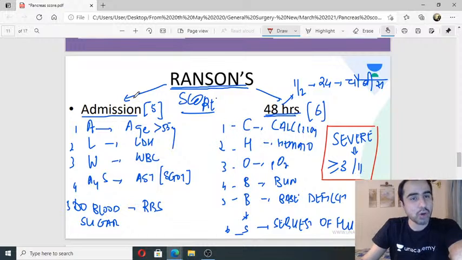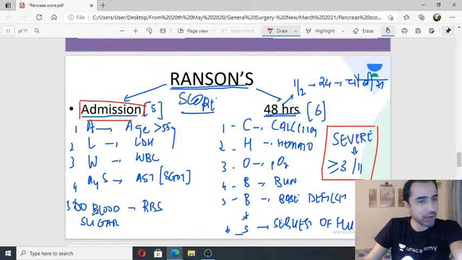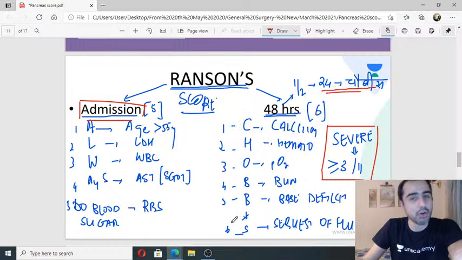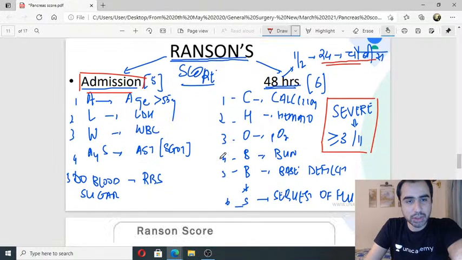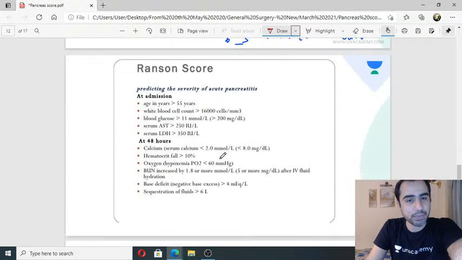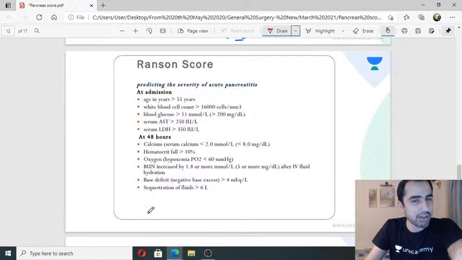Okay, so admission, always do blood sugar, which you anyways do for any patient who gets admitted. And 48 hours, half of 48, 24 chokes. That's the mnemonic to remember Ranson's score. Okay, so this is your Ranson score. I'll just show you and you can figure out. This is what is given in the books.